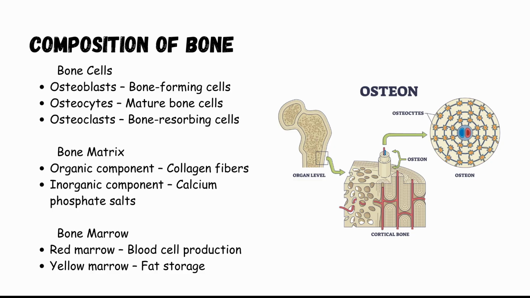Bone marrow is found inside bones. Red marrow produces blood cells. Yellow marrow stores fat. This composition gives bone both strength and slight flexibility.